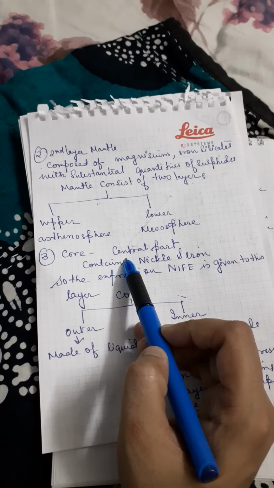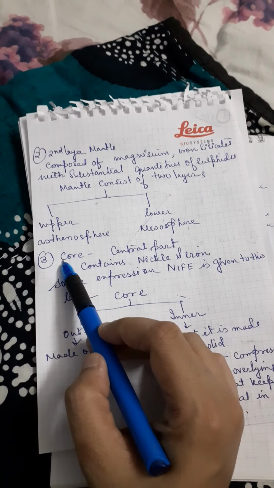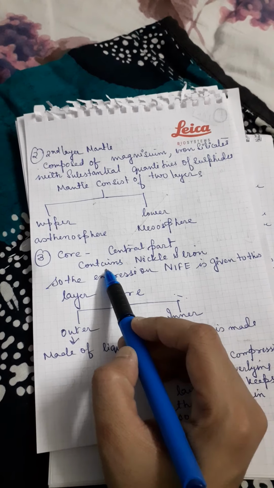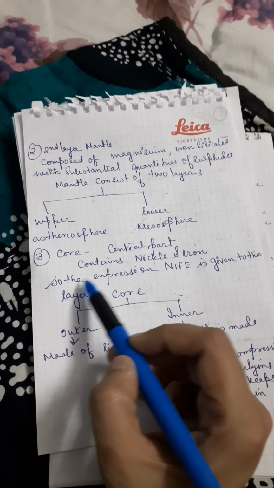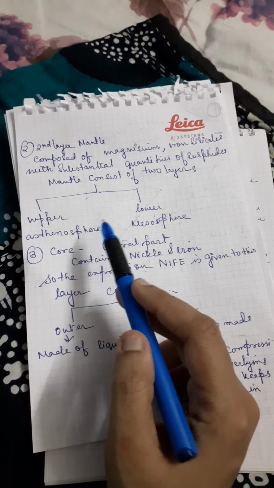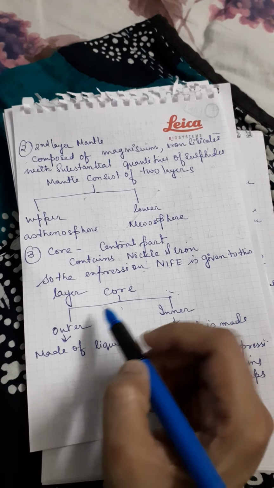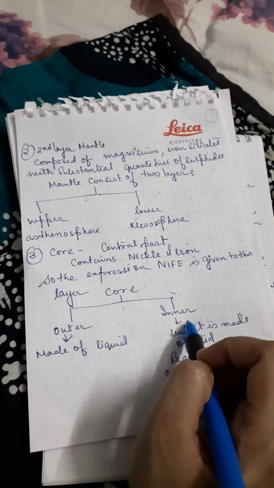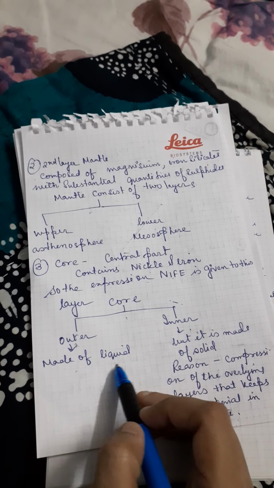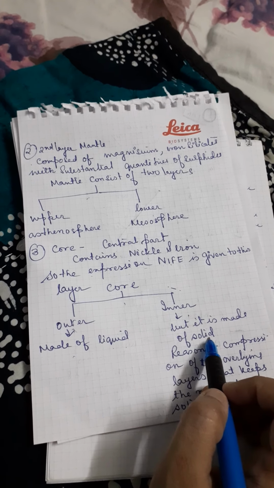The third and innermost part, the centralmost part of the Earth, is the core. Core contains nickel and iron. That is why the expression Nife is given to it. Like the crust and mantle, the core is also divided into two parts, the outer core and the inner core. The outer core is made up of liquid materials, whereas the inner core is made up of solid materials.